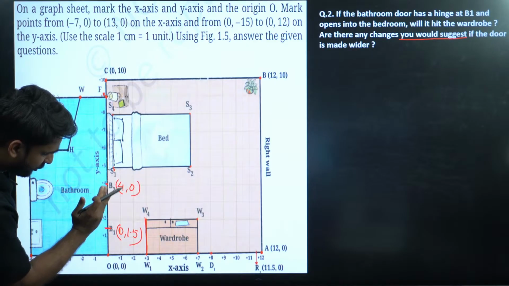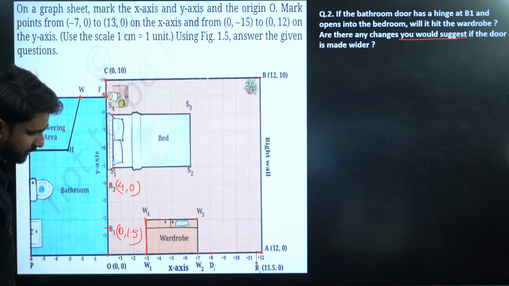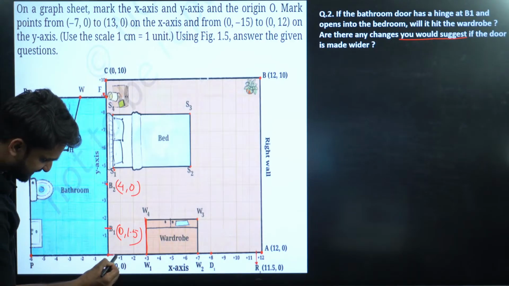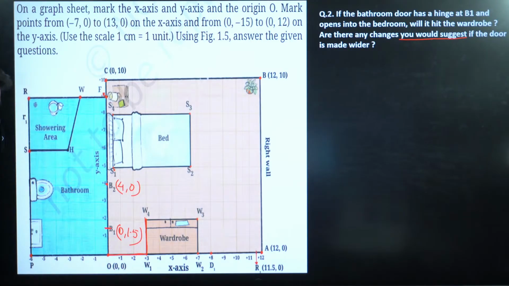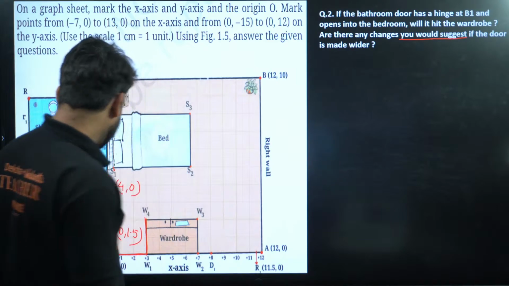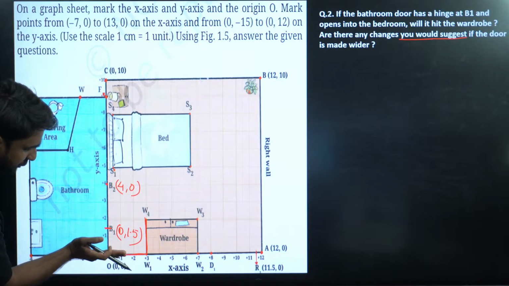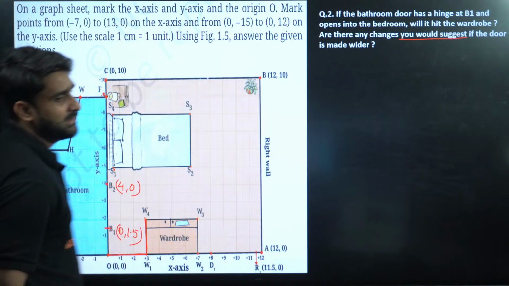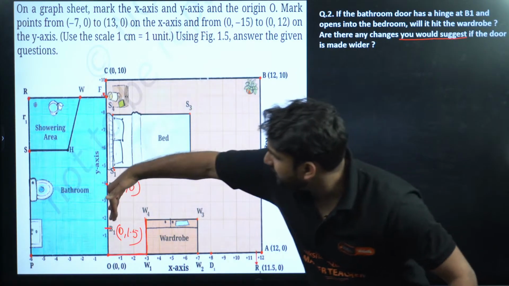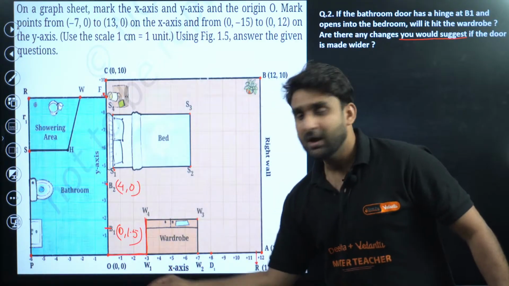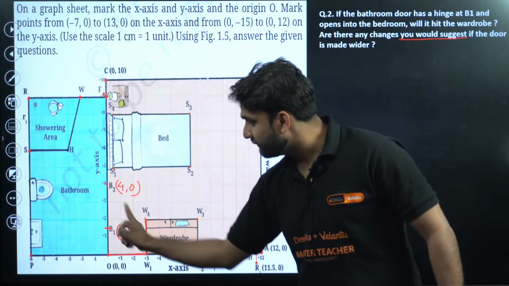So if we are opening the bathroom door inside the bedroom, will it be hitting the wardrobe or not? So what is the width? This distance of the wardrobe, basically from 0 to 3, this is 3 units. So we have to find out how much of an arc will be made when we open the bathroom door inside the bedroom. How much radius of the arc will be sweeping there? This is the question, everyone. So we need to find out that value.